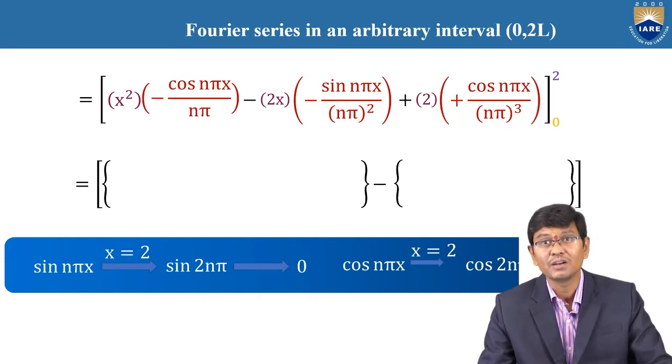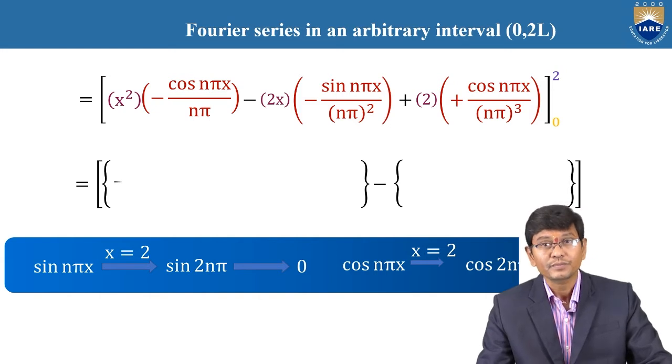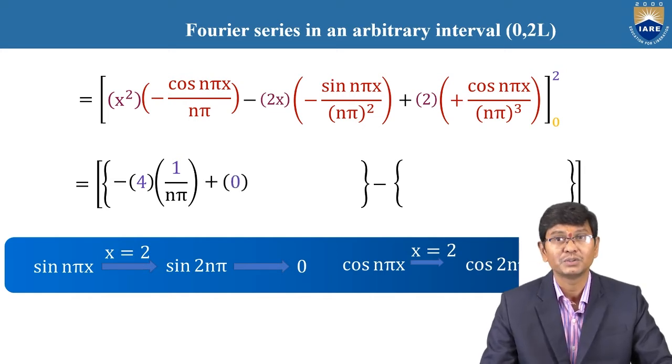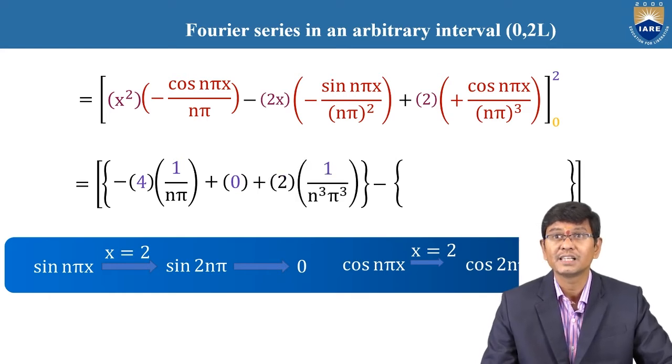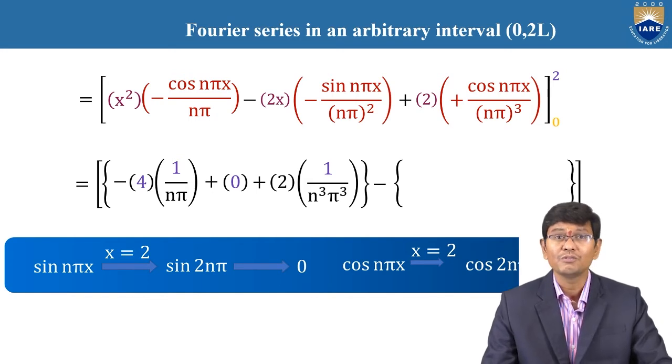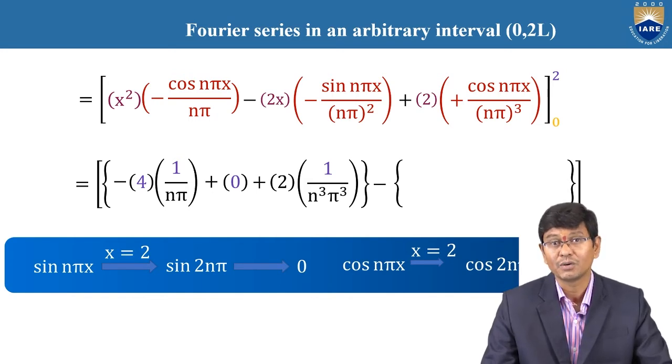Therefore, by using these values, when you replace in the first one, it is minus of 4 into 1 by n pi, and minus into minus is also plus, plus into 0, and again plus 2 into cos n pi x, which is nothing but 1, that is 1 by n cube into pi cube. Now we need to go on to replacing by using the lower limit.